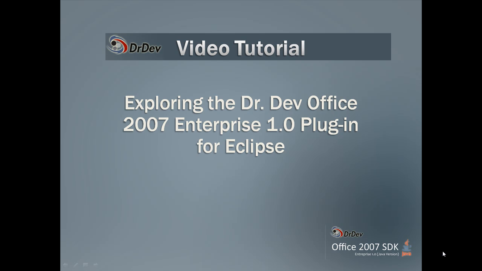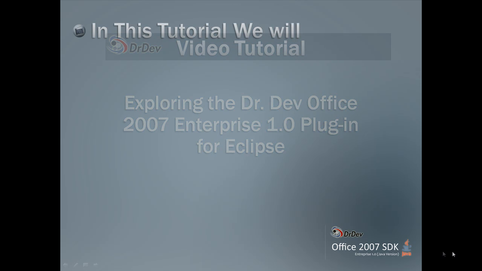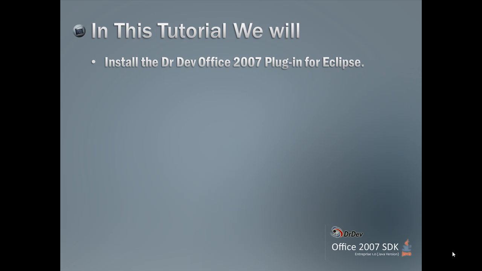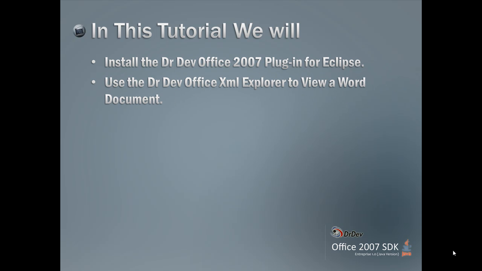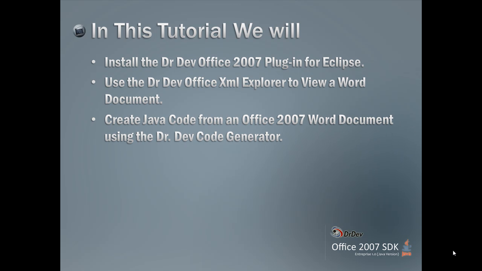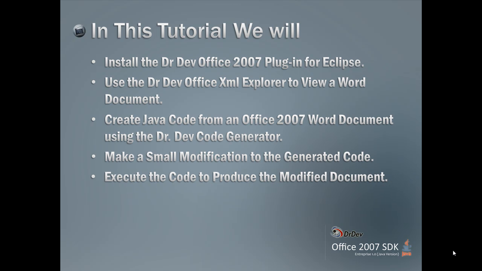This tutorial is part of the DrDev video tutorial series, exploring the DrDev Office 2007 Enterprise plugin for Eclipse. In this tutorial, we will install the DrDev Office 2007 plugin for Eclipse. We'll use the DrDev Officexml Explorer to view a Word document. We'll create Java code from an Office 2007 Word document using the DrDev code generator. We'll make a small modification to the generated code, and finally we will execute the code to produce the modified document.